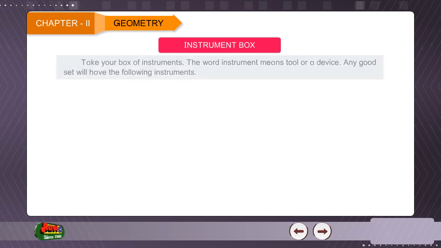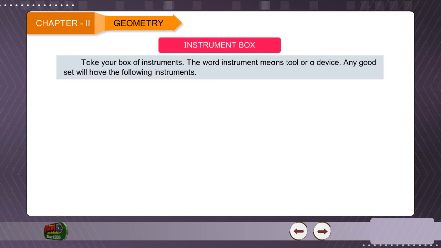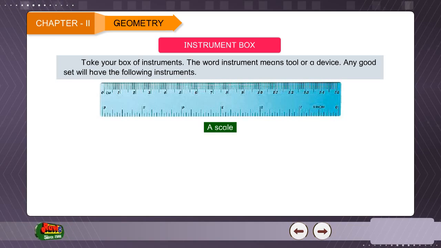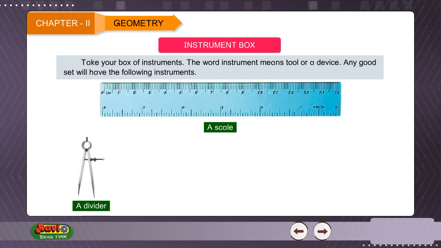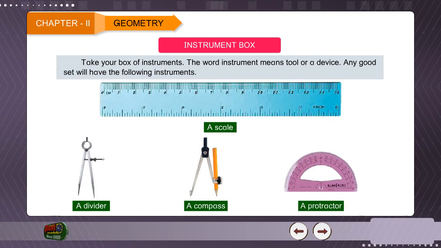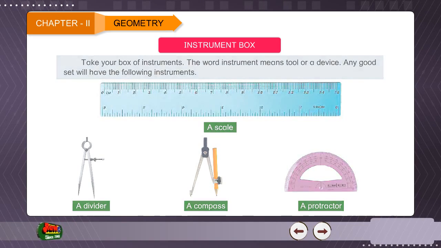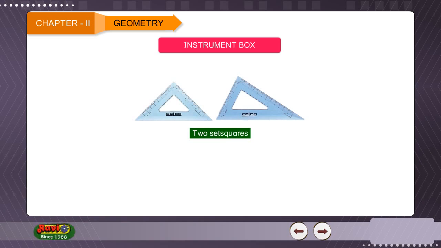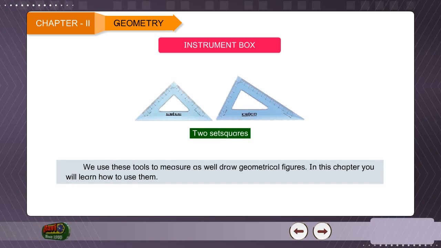Instrument box. Take your box of instruments. The word instrument means tools or a device. Any good set will have the following instruments: a scale, a divider, a compass, a protractor, 2 set squares. We use these tools to measure as well as draw geometrical figures. In this chapter, you will learn how to use them.